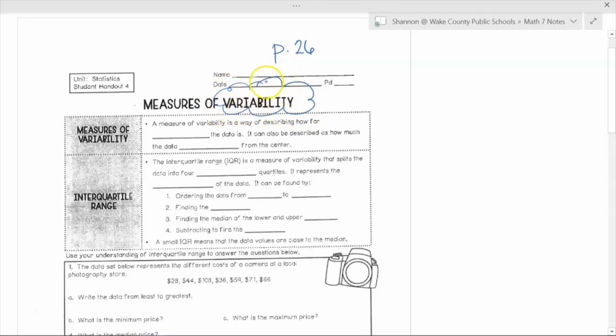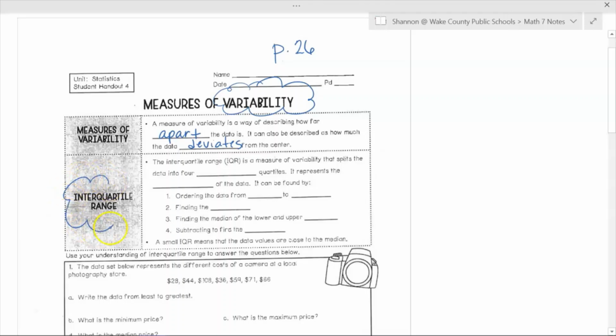Variability looks at a set of data and talks about how similar the numbers are to each other or how different they are. And we can give it a number value. We can actually measure that, and so it's called variability. A measure of variability is a way of describing how far apart the data is. It can also be used to describe how much the data deviates. Deviates means gets away from or moves away from, and how much it moves away from the center.